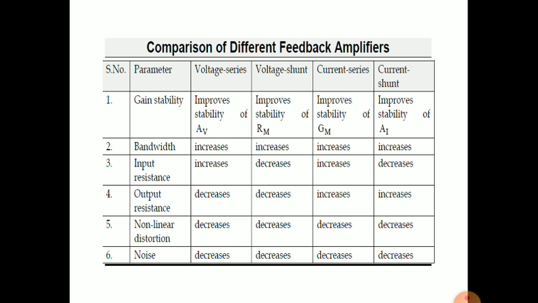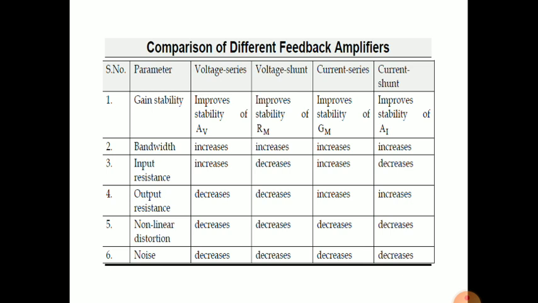So see that voltage series, input resistance increases. Voltage shunt, input resistance decreases. Current series, input resistance increases. Current shunt, input resistance decreases. Now see the fourth parameter which is to be compared, that is output resistance.